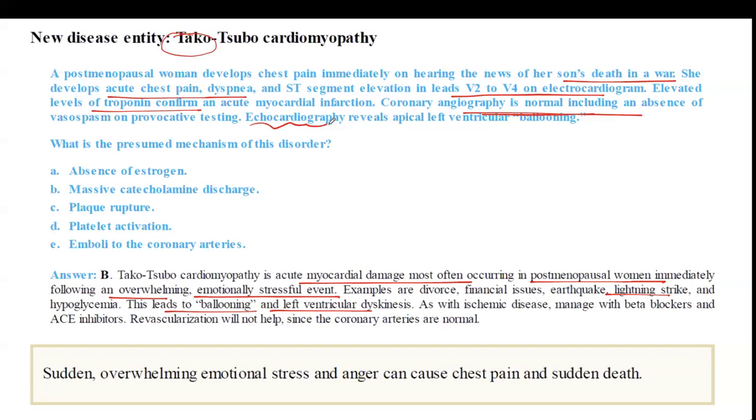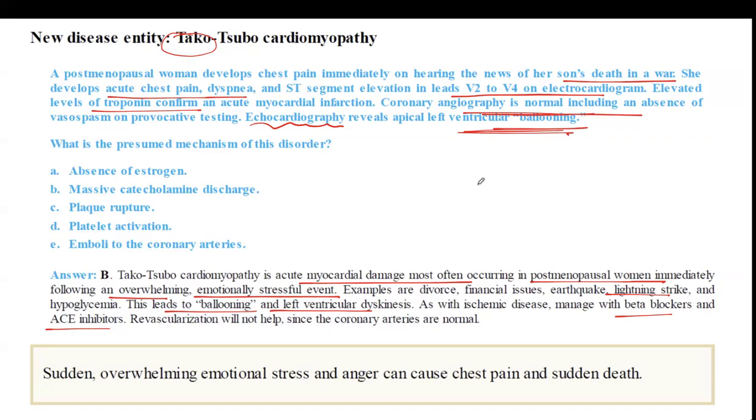Then if you do an echocardiogram of the heart, you will see that the left ventricle has got a ballooning and it's having the dyskinesia or no movement. That confirms the diagnosis. Treatment, ideally we manage them with beta blocker or ACE inhibitor. Because there is no blockage, there is no need to put a stent in this patient.